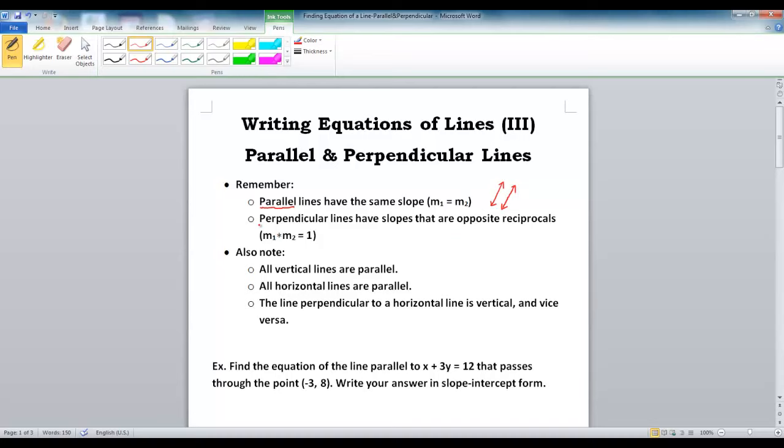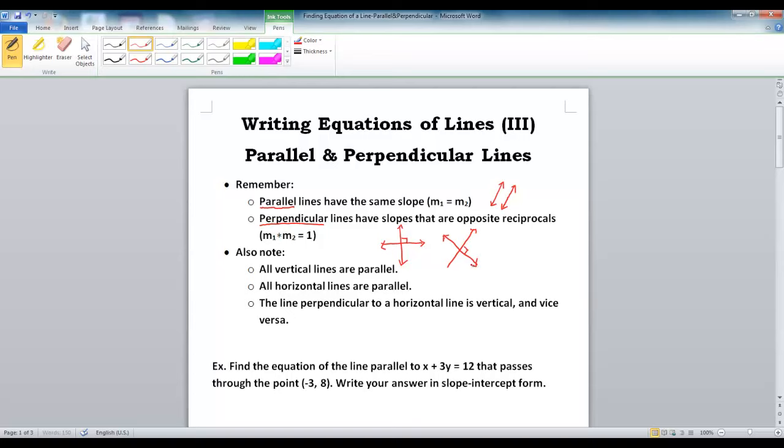Next, lines that are perpendicular have slopes that are opposite reciprocals, and we saw what that means in a previous video. Perpendicular lines cross at perfectly right angles. So here I've got a horizontal line and a vertical line, and of course those would cross at a 90-degree angle. We don't have to have a vertical line and a horizontal line. They could be slanted lines that still cross at that perfect 90-degree angle.